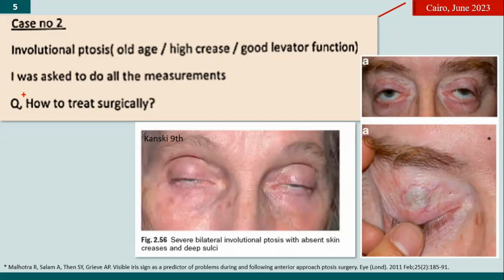So what's the meaning of good levator function, by the way? Good levator function is between 12 to 14 millimeters. Does anyone have another answer? More than 10 millimeters. I think there is 5 to some 11, I think. There is variation in the references. Okay. And what's the meaning of high crease? What is the average height of eyelid crease in men? You need to check the previous class, okay?